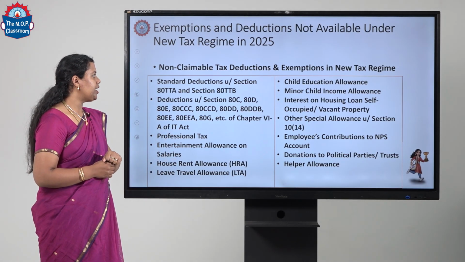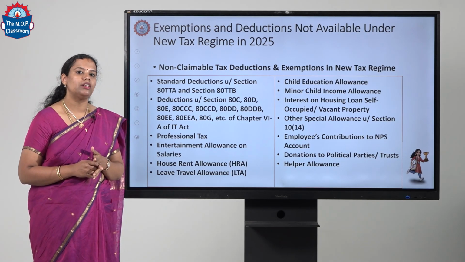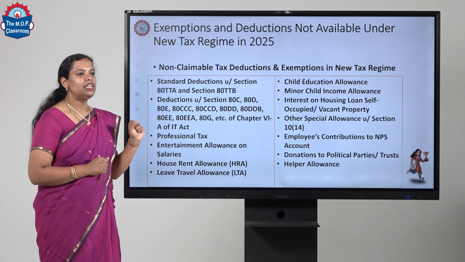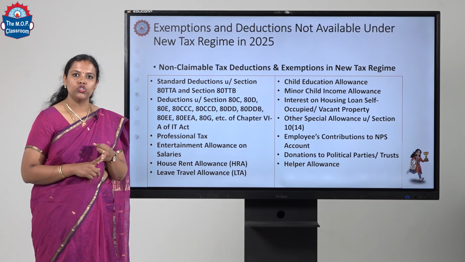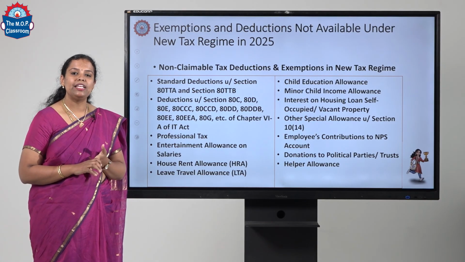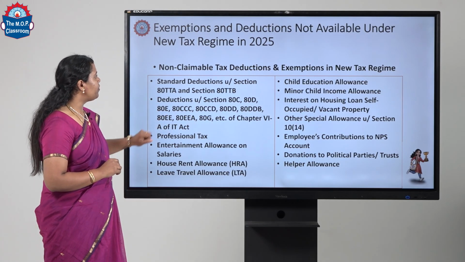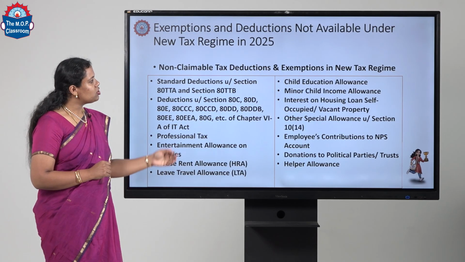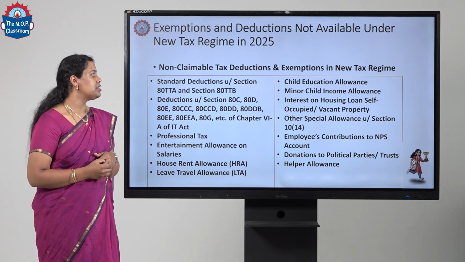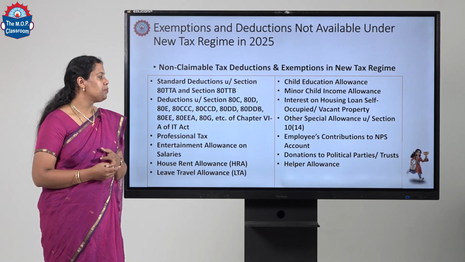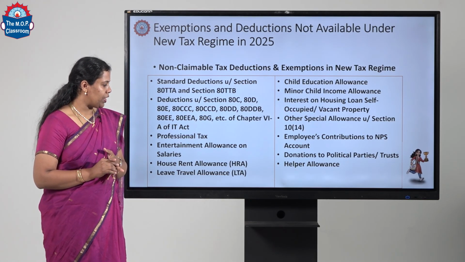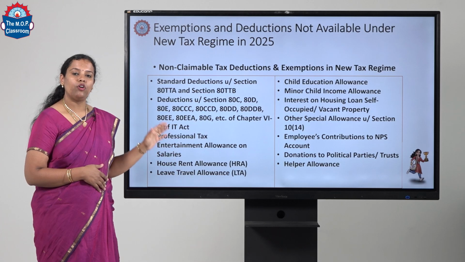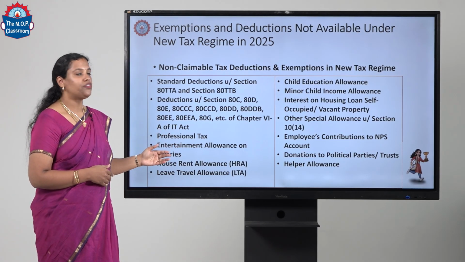Standard deduction, section 80TTA and 80TTB, this is regarding the interest that you have claimed in the savings bank account. Deduction under 80C, 80D, 80DDB and 80EEA. So all these deductions are part of your insurance claim, your tuition amount, your PPF, your NPS. So these are the major claims that we are actually waiving off from this particular deduction chapter. The professional tax, entertainment allowance on salaries, HRA, LTA, children education allowance, minor children income allowance, interest on housing loan, self-occupied vacant property, other special allowances, employee contribution to NPS account, donation to political parties and health allowances. These were once a part of the older regime where all of us were benefited, but right now it has been waived off from the deduction chapter.